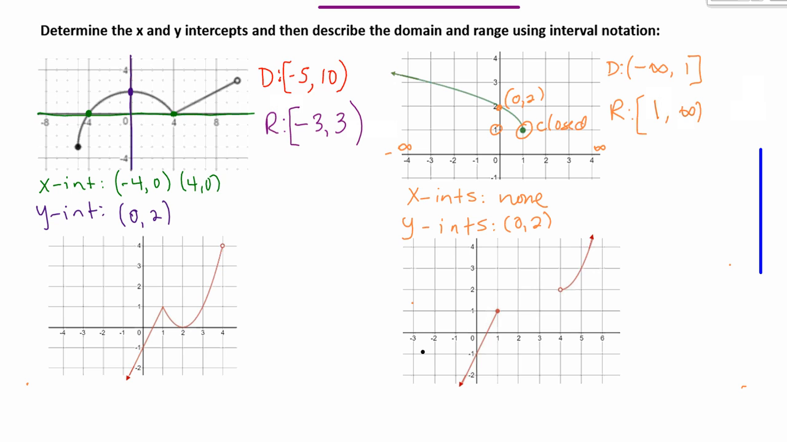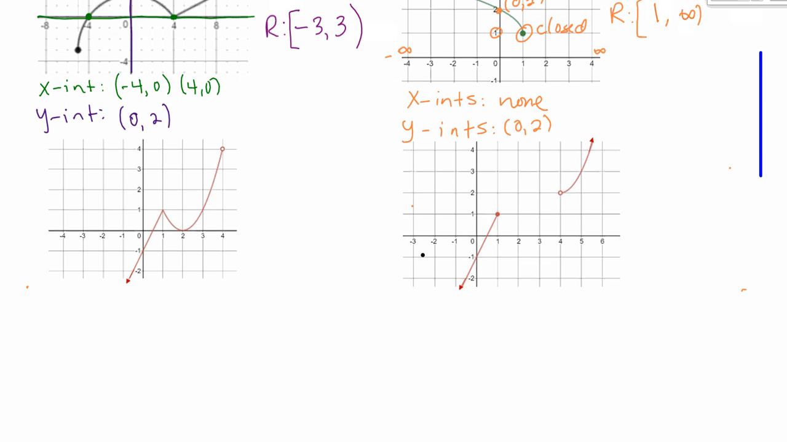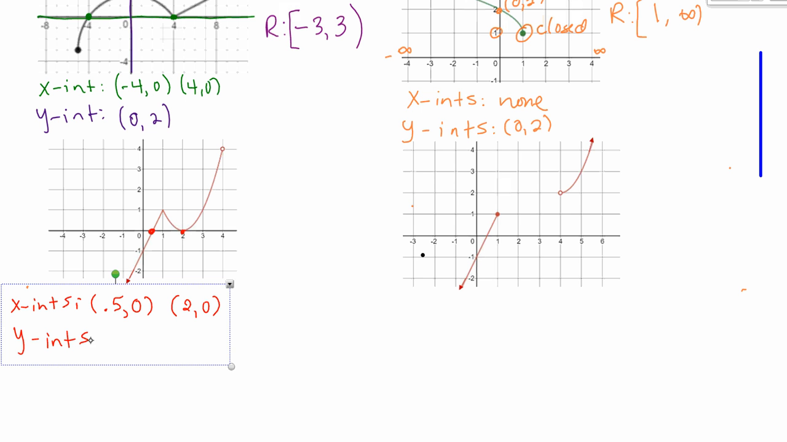Look at this one. Let's start with the easy stuff: x- and y-intercepts. Looks like it crosses right there and right there. So our x-intercepts are at, that looks like about a half, 0, and then 2, 0. The y-intercept is right here at (0, -1).